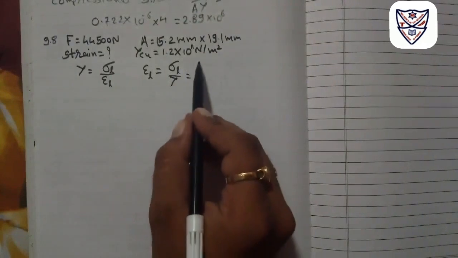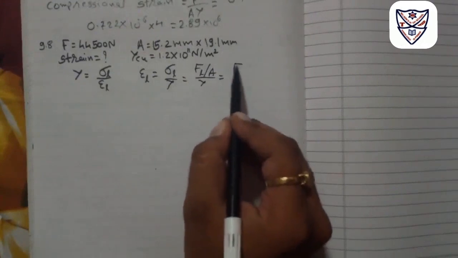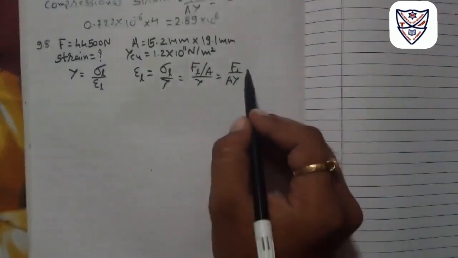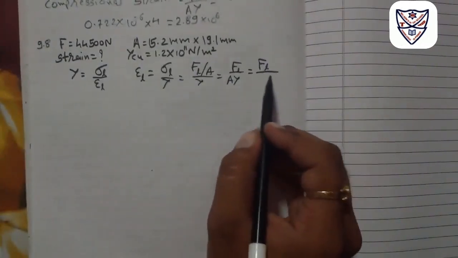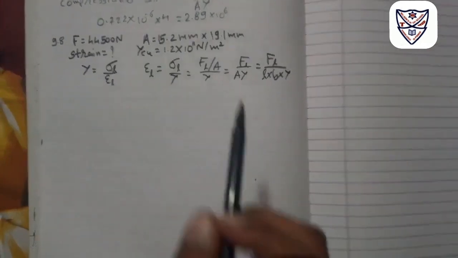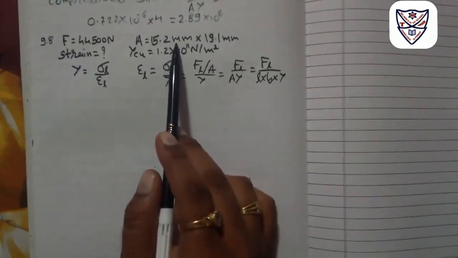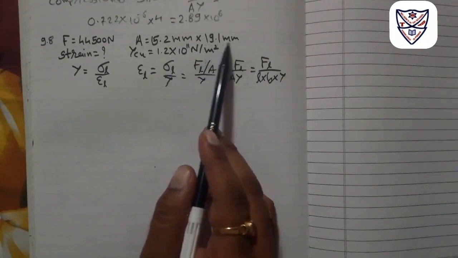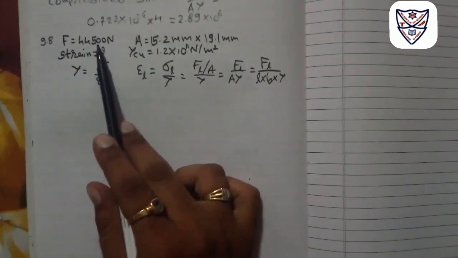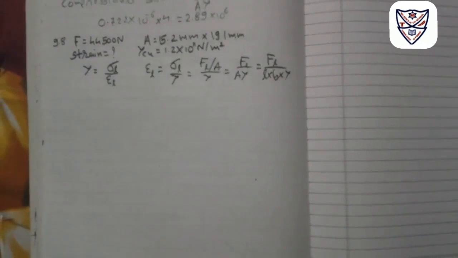Now what is sigma L? Sigma L is FL upon A, upon Y. So I can write F upon A into Y. This is the longitudinal force, right? Now, what is area? Area is length into breadth. So now we have all the values. What is L? 15.2 millimeter. Milli means 10 raised to minus 3. B is 19.1 millimeter. Y we have, right, and force is 44500. So by putting all the values, we can get the strain.